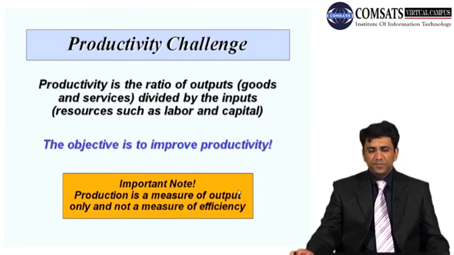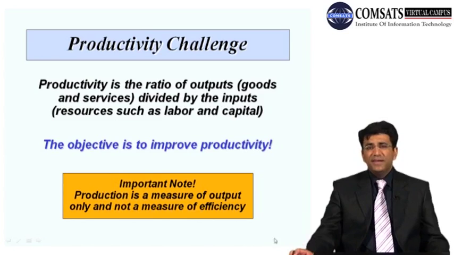So let's start with the definition of productivity. Productivity is the ratio of output to the input. Now this is a very simple definition of productivity, that it is always defined as the ratio of output over input.